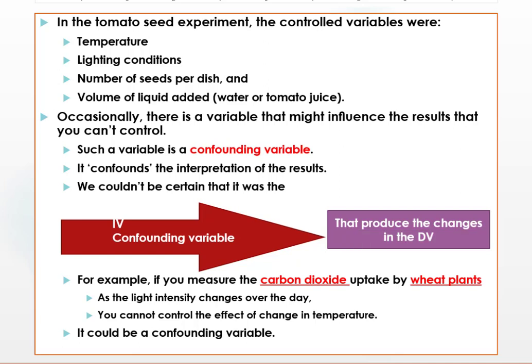For example, if we want to measure carbon dioxide uptake by plants as the light intensity changes over the day, we cannot control the effect of change in temperature. In this case, the rate of carbon dioxide uptake might be influenced by the increase of temperature and the availability of carbon dioxide concentration. From this viewpoint, we get confused whether what affects the efficiency of carbon dioxide uptake is the availability of carbon dioxide or the increase of temperature. So here, temperature that comes due to the increase of light intensity could be a confounding variable. It confounds the effects or results of carbon dioxide uptake.